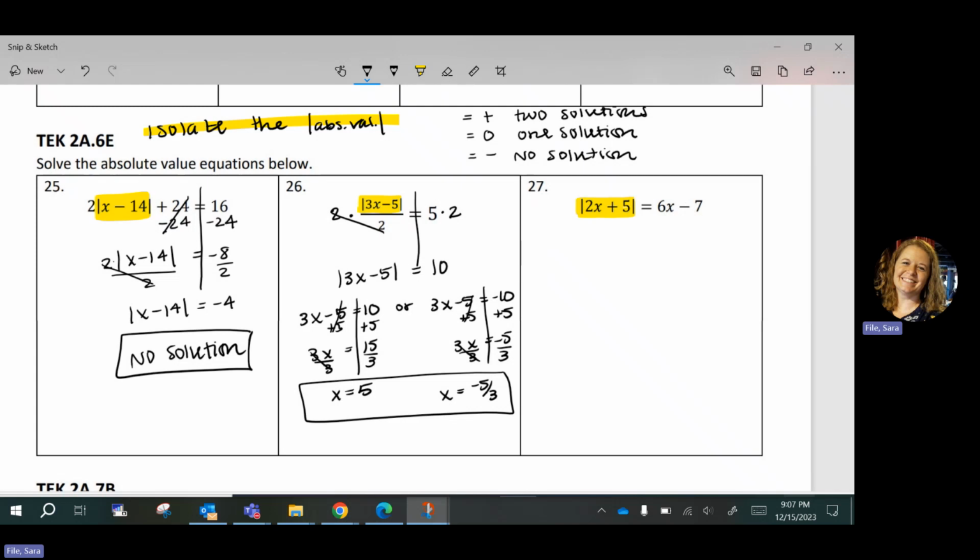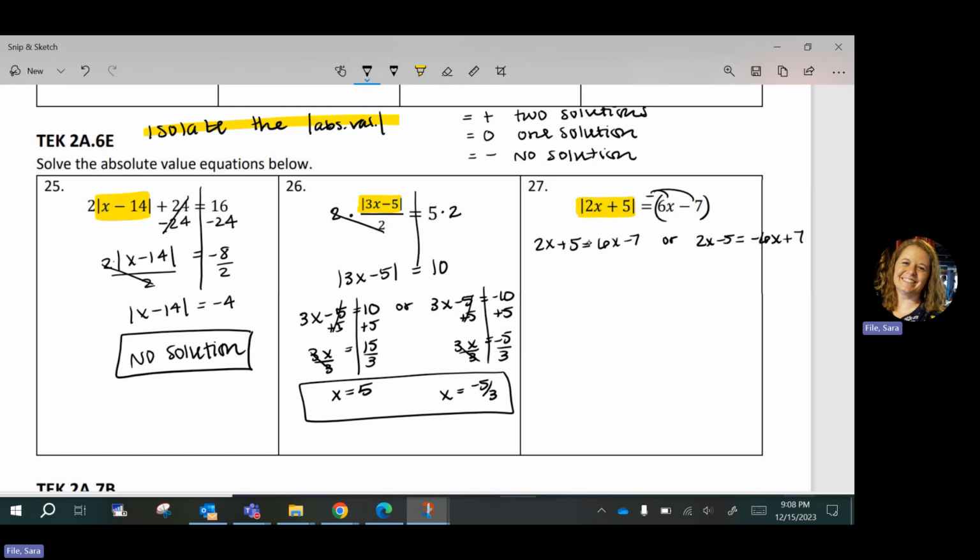We're going to take what's inside and set it equal to the positive version of this side, which is just 6x minus 7. And then we're going to set it equal to the negative version of that side. Now, if I was to take this and put a negative, don't forget I would have to make both terms negative. So it'd be equal to negative 6x, and then that would become plus 7. Okay, so I'm going to solve both of those separately.